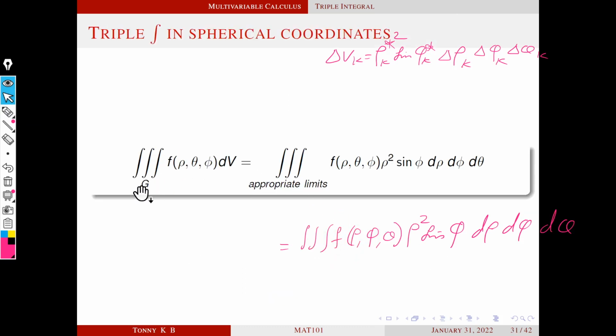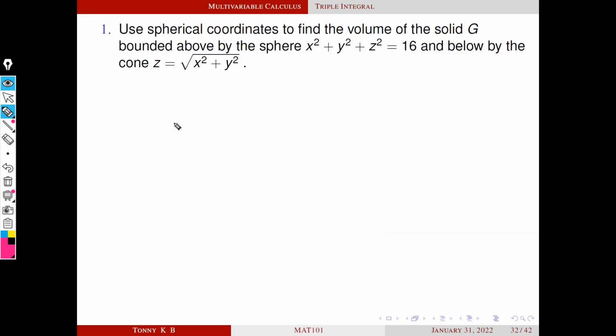So we can write this triple integral of g dv as the triple integral, with appropriate limits of rho, theta, and phi, of rho square sine phi d rho d phi d theta. Okay, consider a problem.